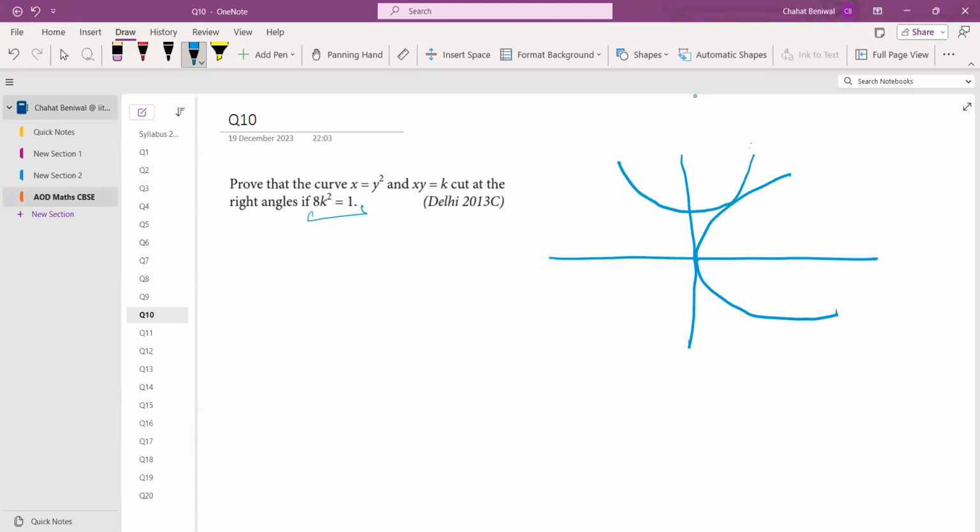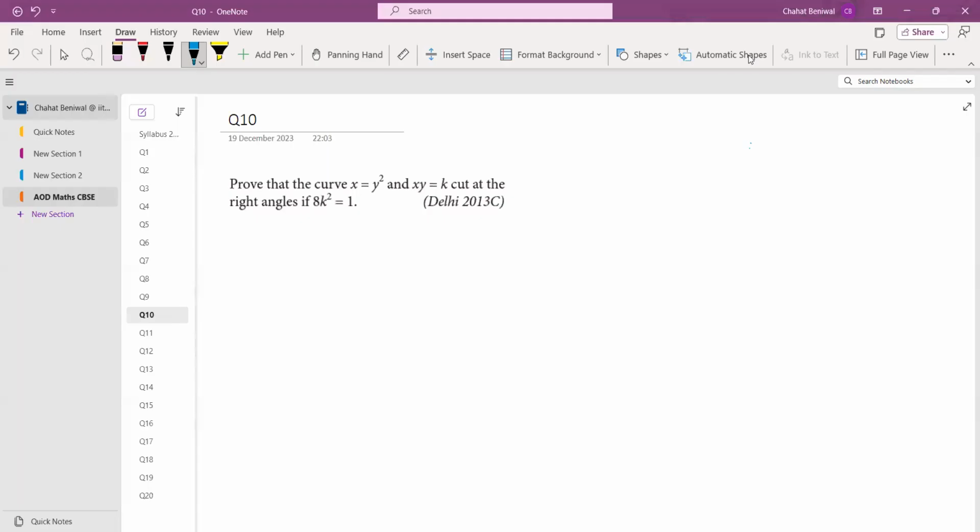And let's assume this curve is looking like this. And we know that the curves cut at right angles. So in this question, we need to prove that the curves cut at right angles if 8k square is equal to 1. So basically, we need to prove that 8k square is 1. Okay, so curves are cutting at the right angle.